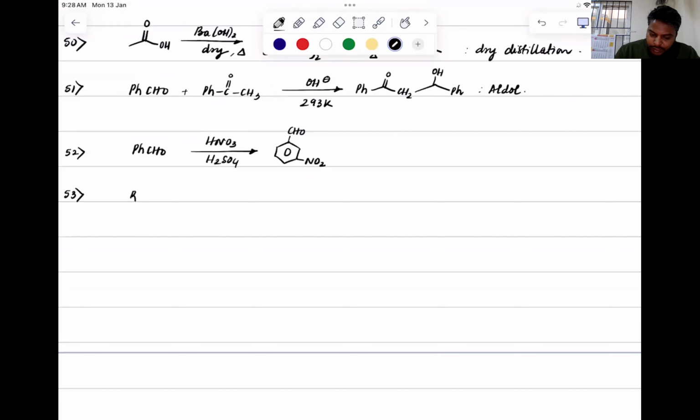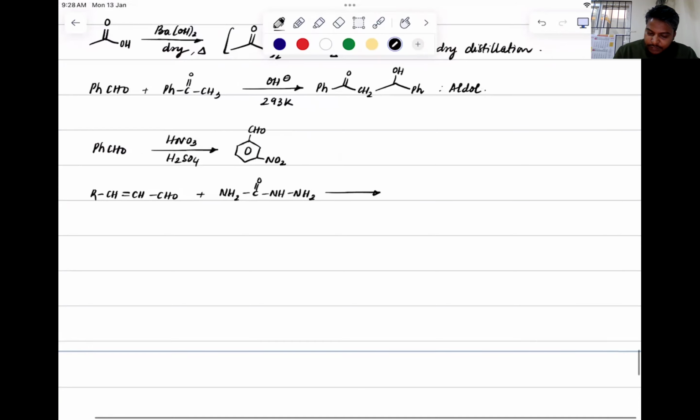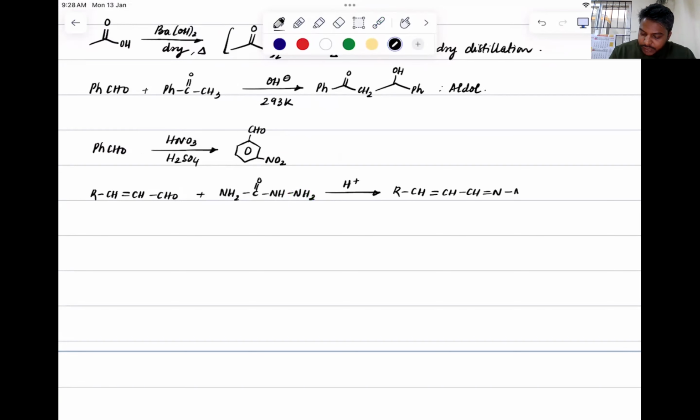Next, if you have R, CH double bond CH, CHO. This is an exercise question from NCERT. NH2, C double bond O, NH, NH2. This is how it is given, in the presence of H plus. Then this nitrogen is the most localized one. This has the most localized electrons. So you would always make a reaction from there without disturbing the double bond. So CH, and this will become CH double bond N with NH C double bond O NH2. This type of addition should be done.